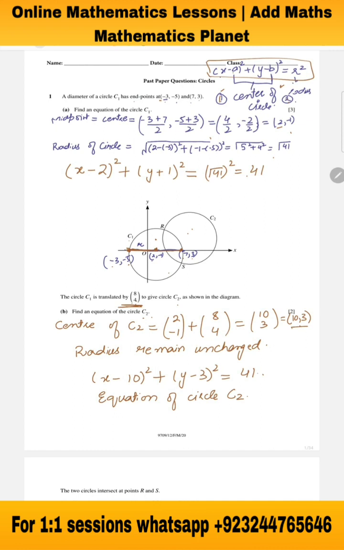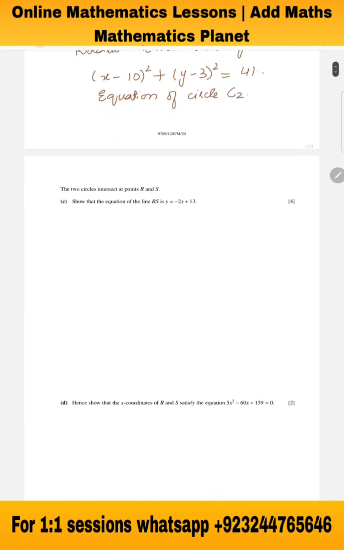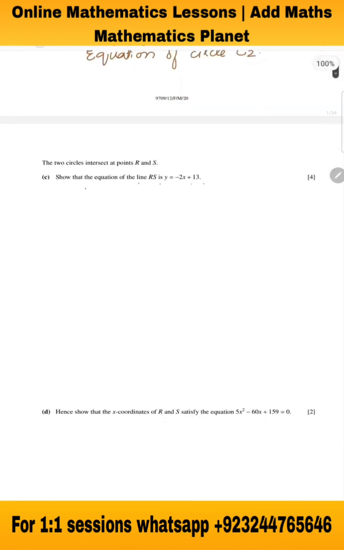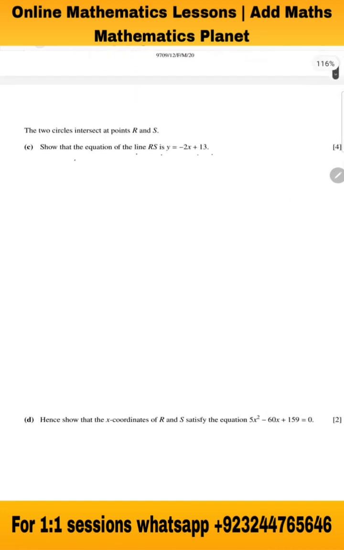Okay. What is the next thing? The two circles intersect at points R and S. Show that the equation of the line RS is y is equal to minus 2x plus 13. Okay, so the two circles are intersecting. If the two circles intersect, it means you can put both the equations equal to each other.